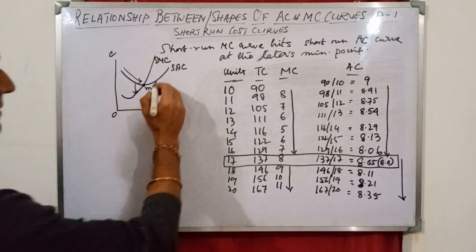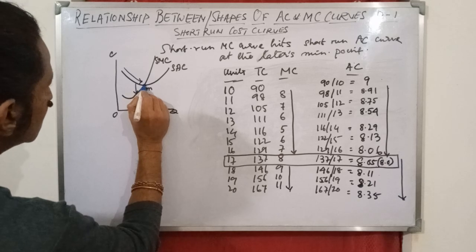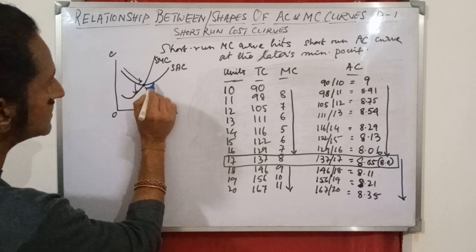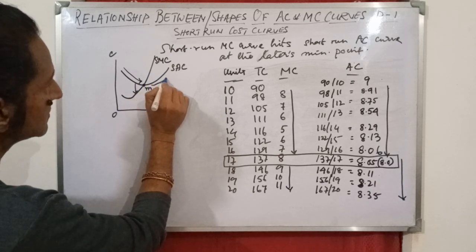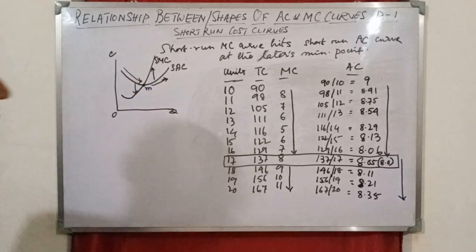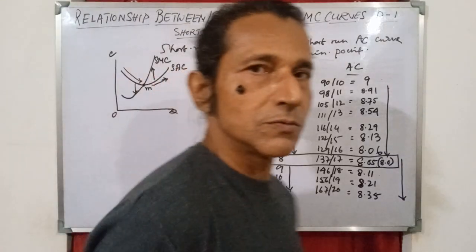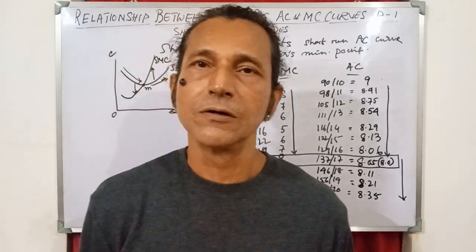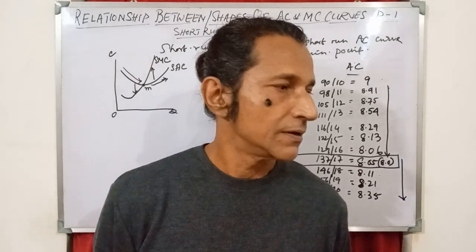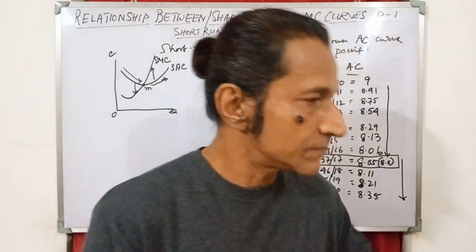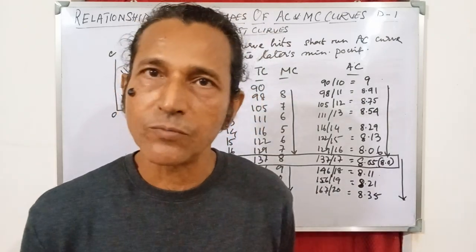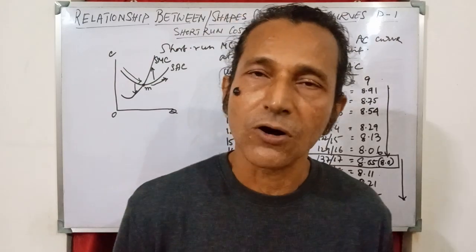And here you see this thing is happening beyond point M, that is the minimum point of SAC. SAC is rising, and as SAC is rising, the marginal cost curve lies above the average cost curve. So both the hypotheses are proved. That means the short run marginal cost curve would intersect the short run average cost curve at the latter's minimum point and at no other point on the average cost curve.